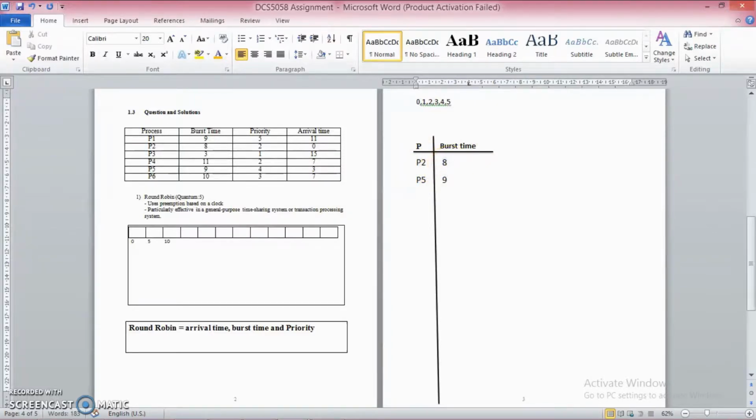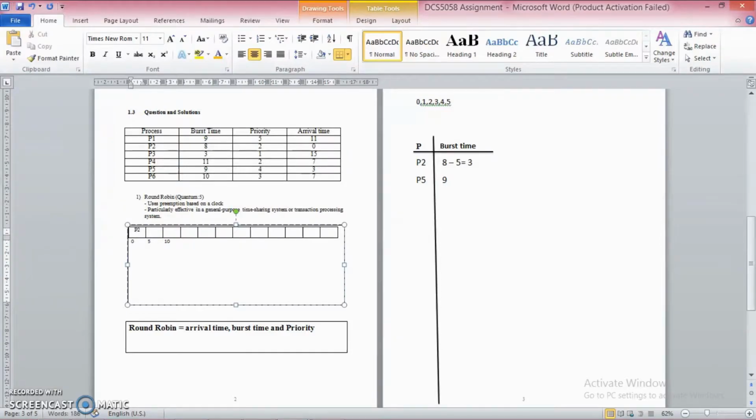Now minus with 5. Why do we minus with 5? Because the quantum time is 5. So we have to minus with 5. So we will get 3. So you put P2 here.